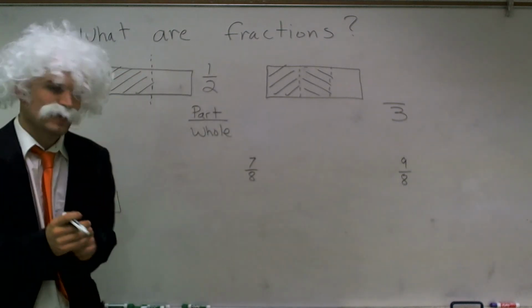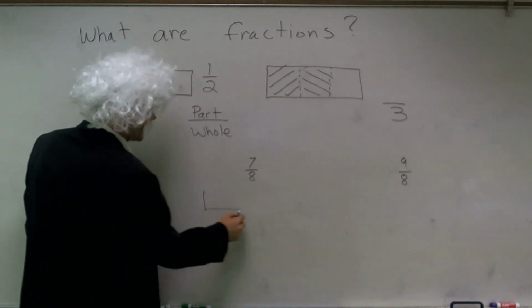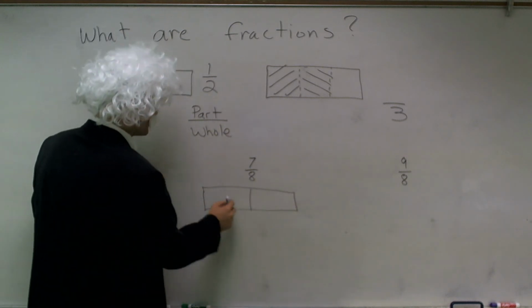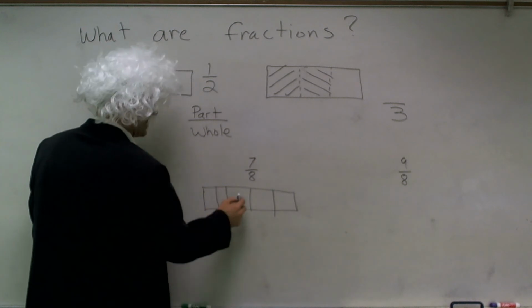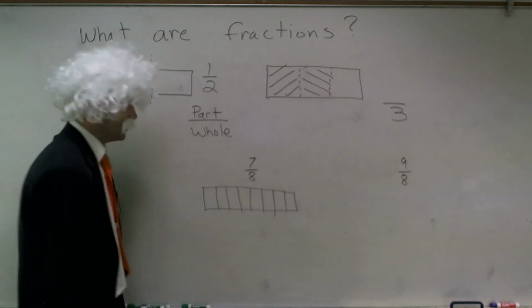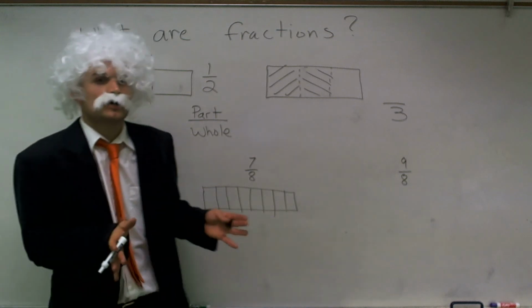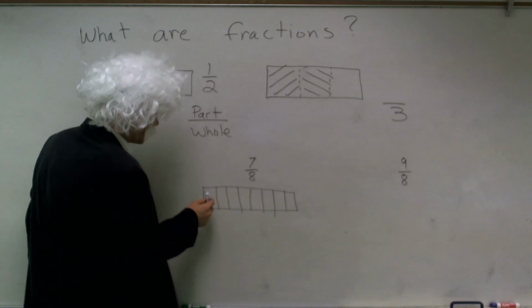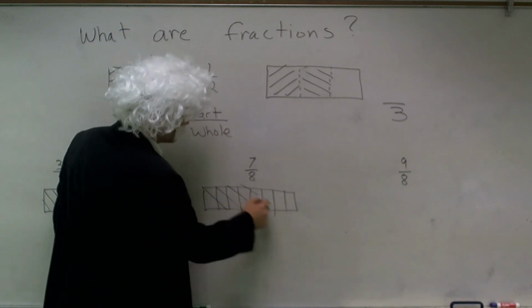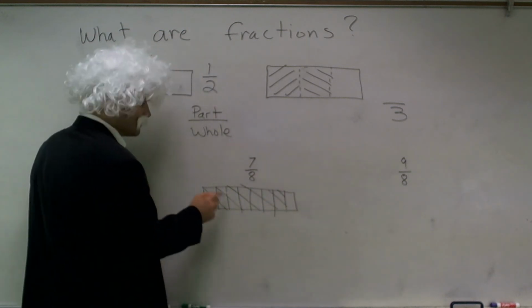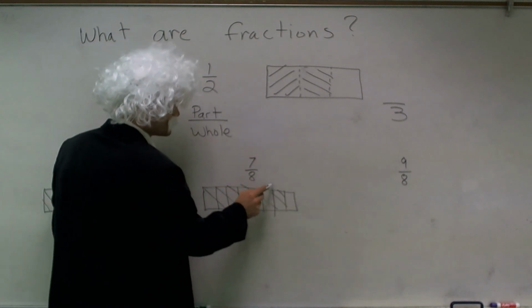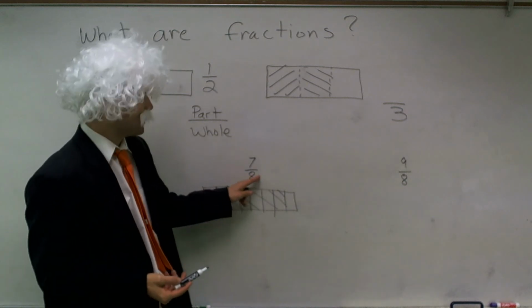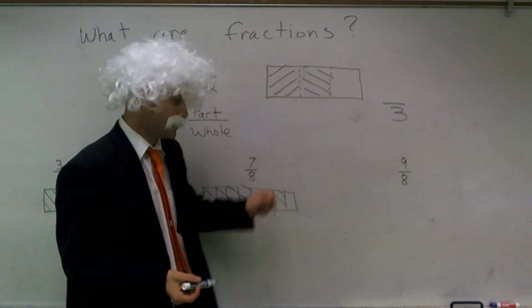How about we look at 7/8? Now for 7/8, again, our whole is broken up into 8 separate sections. So I'm going to break this up into 8 even sections. Okay? Now 7/8 tells me I want to talk about all 7 of them, just not the last one, to add up to 8. So I have 1, 2, 3, 4, 5, 6, 7 out of a total of 8 sections. Because remember, 8 sections make my whole, and 7 is part of my whole.